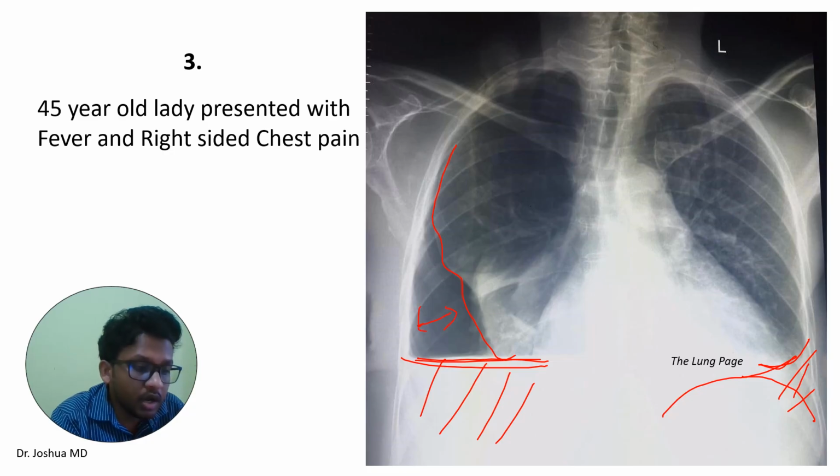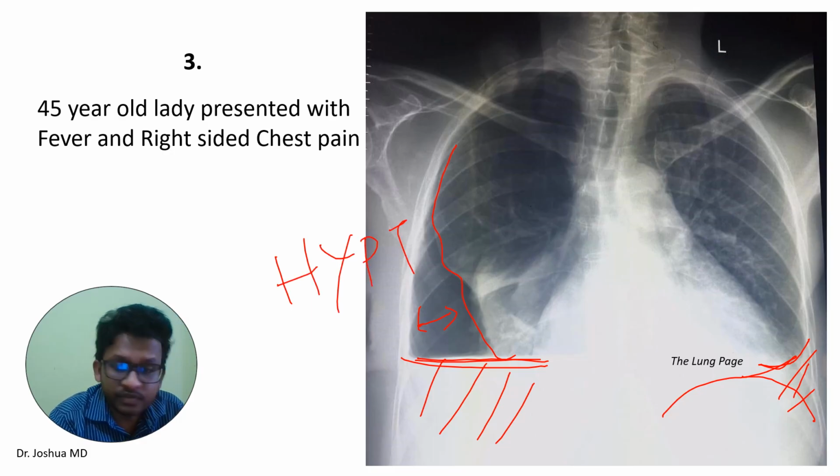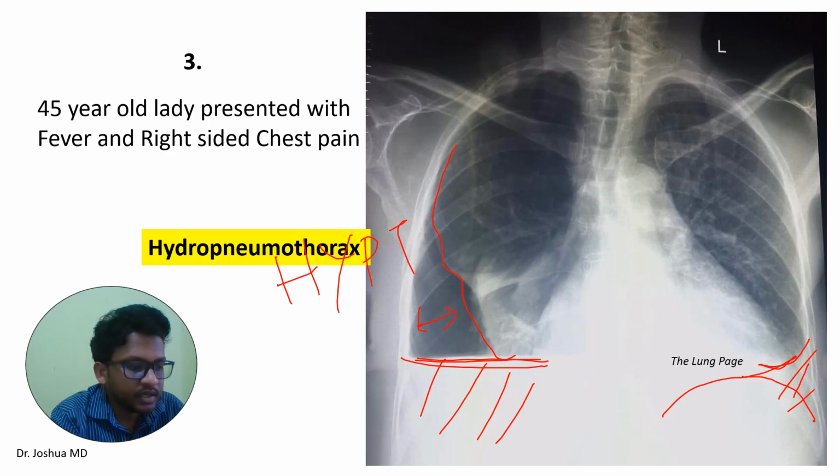So this is called hydropneumothorax on the right side, and on the left side also there's a mild fluid effusion. So what is the diagnosis of this type of chest X-ray? This is hydropneumothorax. When you see hydropneumothorax, there is an air-fluid level with the pneumothorax. This is called hydropneumothorax. Okay.